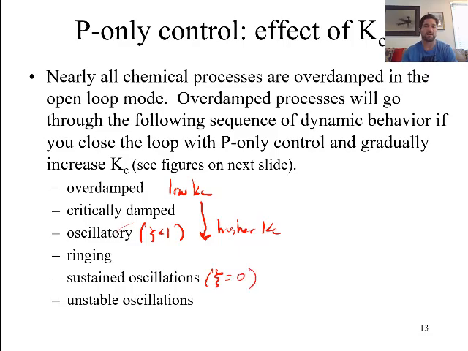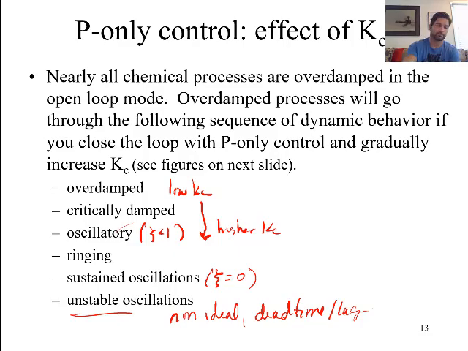Then as you further increase kc for non-ideal processes, and this could be processes that have dead time or lag, which really all processes have, dead time plus lag, we don't see this for ideal processes, but as you increase kc, eventually you get into unstable oscillations. At some point, massively high values of kc can just be unstable without oscillations, exponential growth. That's the general progression as you increase kc, and that's what you'll see in some of the simulations in this course.